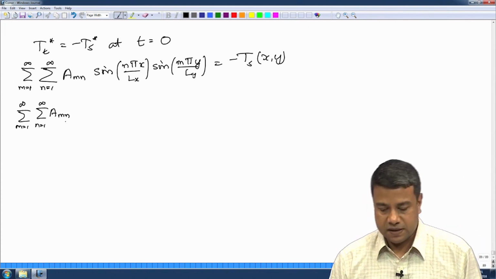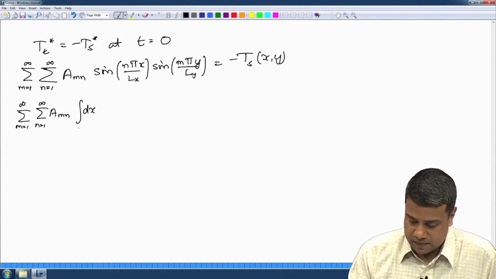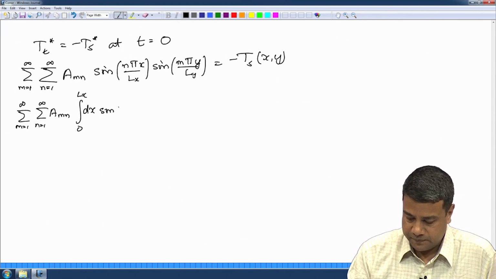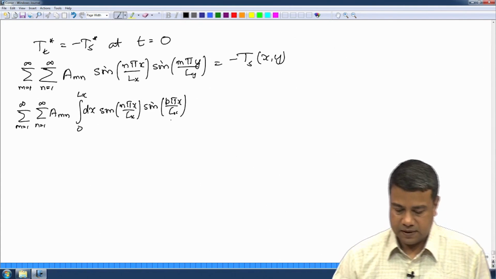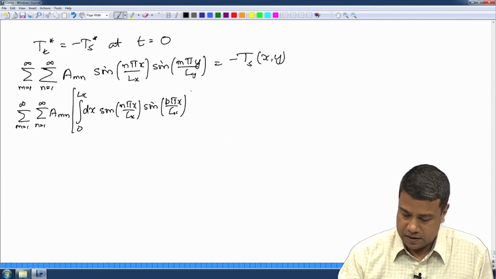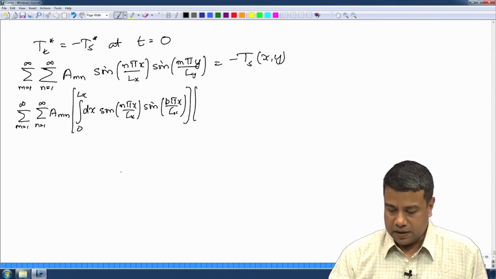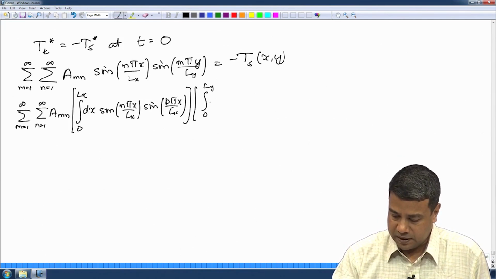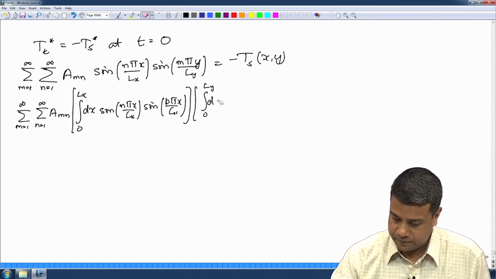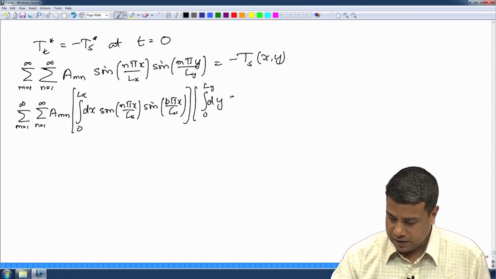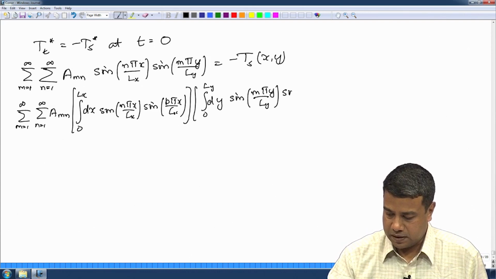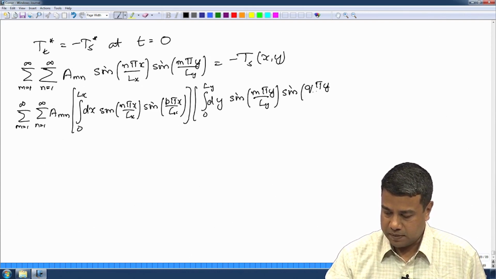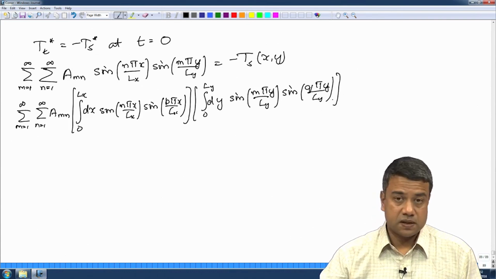Okay. The first in the x direction. The integral dx from 0 to Lx of sin(n pi x by Lx) sin(p pi x by Lx), where p is some other integer. That is one orthogonality relation in the x direction. In the y direction, the integral from 0 to Ly dy of sin(m pi y by Ly) sin(q pi y by Ly), where q is another integer.